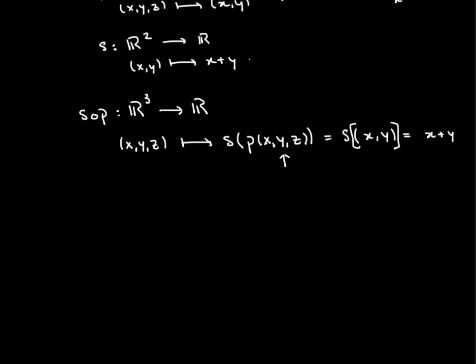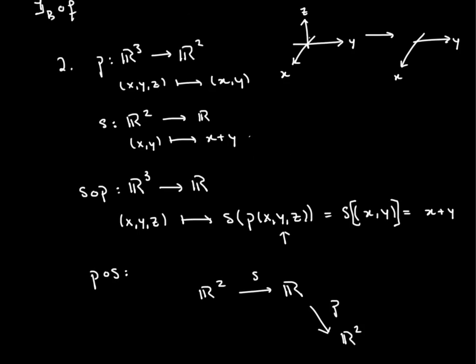Now, what would happen if we changed the order of those two functions and tried to talk about P circle S? Well, it wouldn't be coherent at all. In fact, S would take R2 and send it to R. And then we would try to use P to send R to R2. But the problem is that we defined P to be a function that goes from R3 to R2. And now we're trying to compose P with S, and this means that P takes a real number and sends it to R2. So this doesn't work at all.